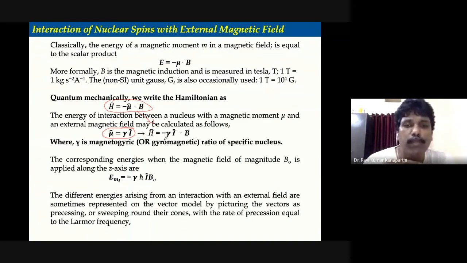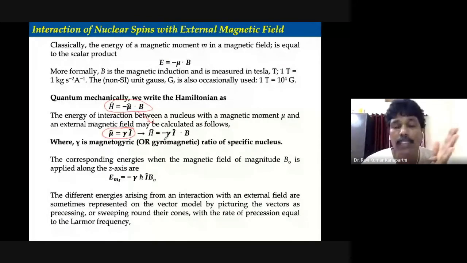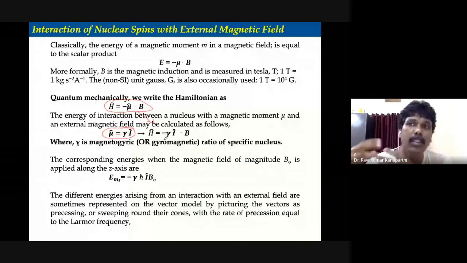So this is a simple, straightforward Hamiltonian expression of an atomic nucleus whose spin is non-zero, kept in the presence of an external magnetic field of strength B. That is the Hamiltonian operator. Once you have this operator, you can follow the quantum mechanics procedure: write down the Schrodinger wave equation, solve the time independent Schrodinger wave equation, and then get the eigenvalues.